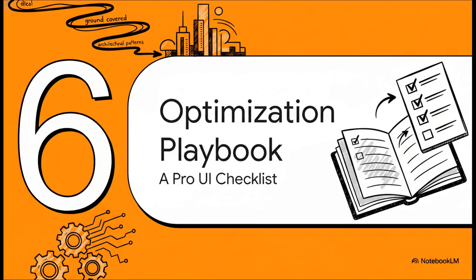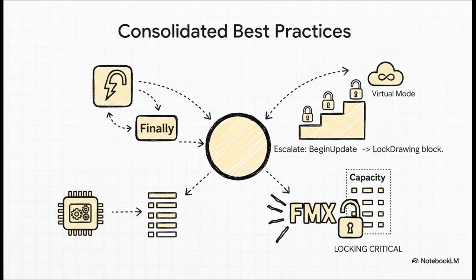Whew. Okay, we've covered a ton of ground, from the simple problem all the way up to advanced architectural patterns. So now, let's pull it all together into a clear, actionable playbook that you can use on your very next project. Here it is, your checklist. Number 1, and I'll say it again, always use try finally. 2, do all your heavy lifting, your database queries, your calculations, before you even start the BeginUpdate block.